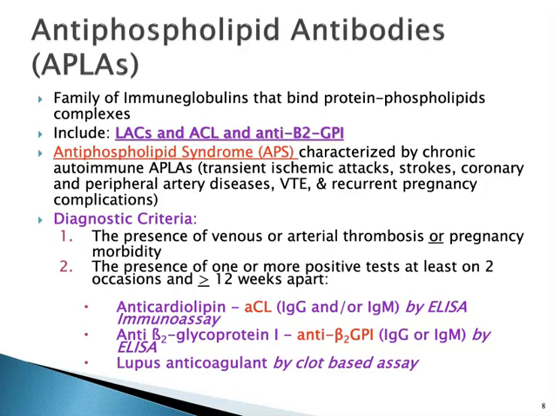So for the antiphospholipid antibodies to be diagnosed, there has to be the presence of 1, venous and arterial thrombosis or pregnancy morbidity, and 2, the presence of 1 or more of these tests to be positive on at least 2 occasions and 12 or more weeks apart. So we have 2 immunoassays, the anticardiolipin or the beta 2 glycoprotein 1, and lastly, the clot-based assay for a lupus anticoagulant.